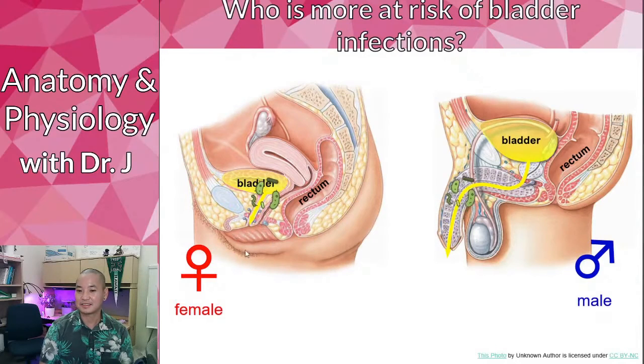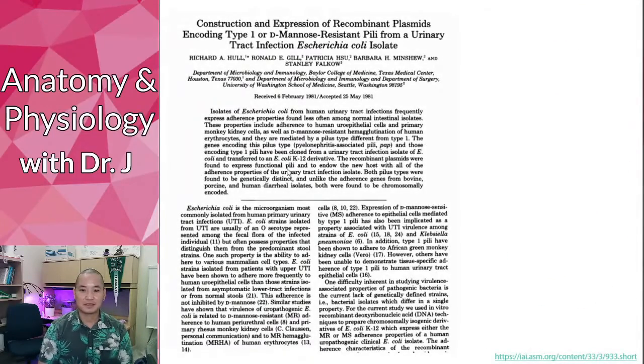So notice that the urethral distance from the external urethral opening is a lot shorter in the female than in the male. In order to get a bladder infection, the bacteria have to go all the way up here. And again, this is why. Now, does that mean men are completely protected from bladder infections? No, not in the least bit. But again, this is why bladder infections and UTIs, urinary tract infections, are more common in females. And this is backed up by the reference.